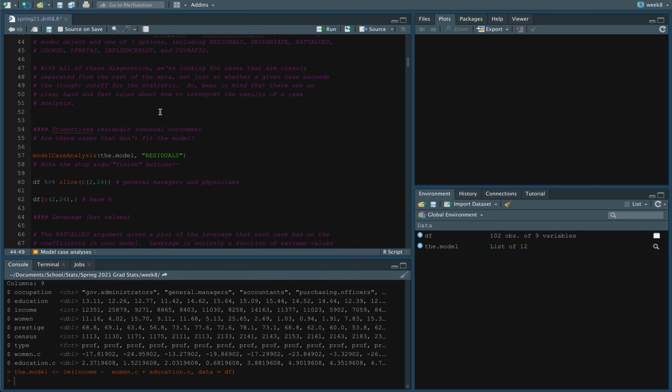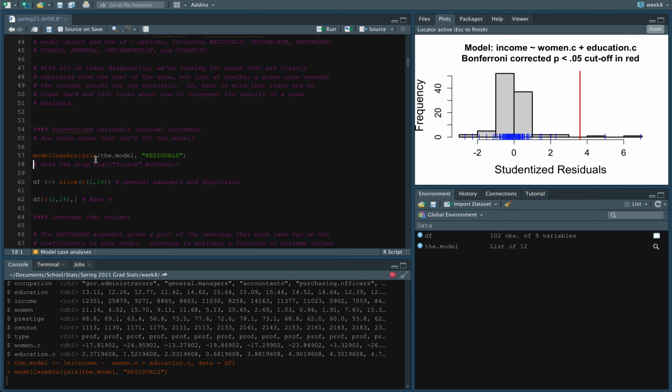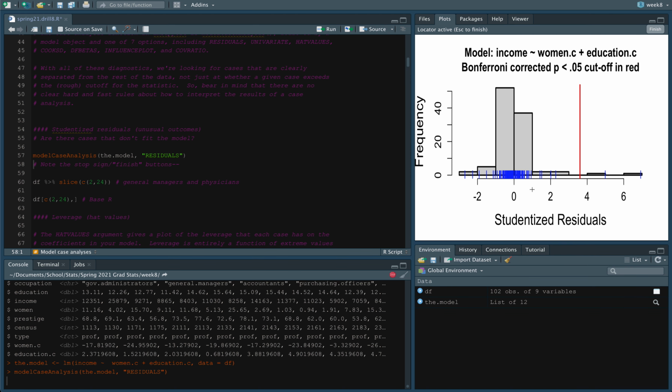So the first thing that we'll do is look at the studentized residuals. With the model case analysis function, we're going to put in the model, and then we will tell it residuals. When I run this, I have this note here to notice the stop and finish buttons. What I mean is, right here, you'll notice that in your console, this is still running and it doesn't stop. And up here in your plots, there's this finish button, and it says the locator is active. And that's talking about this plot that we've made of the studentized residuals from this function.